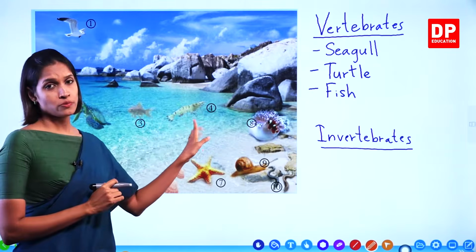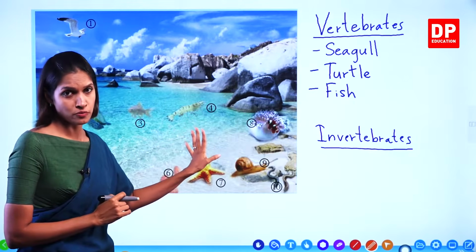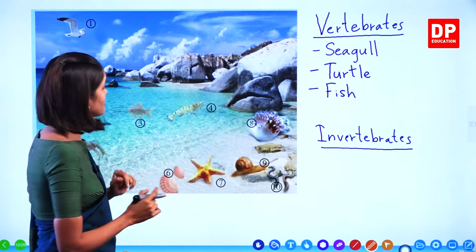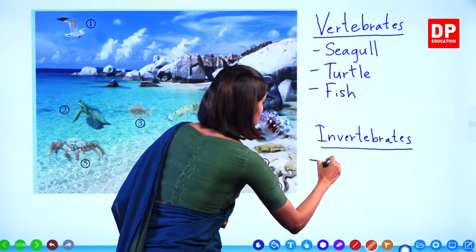Number 4, prawn. Prawns don't have a backbone or skeleton, right? Prawn goes here.